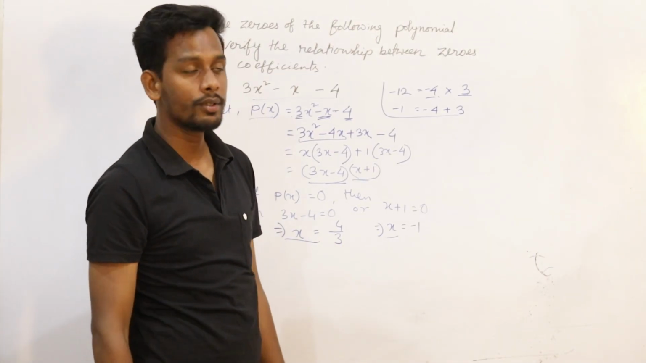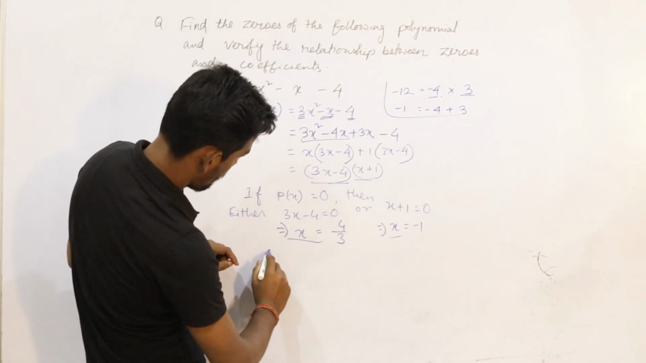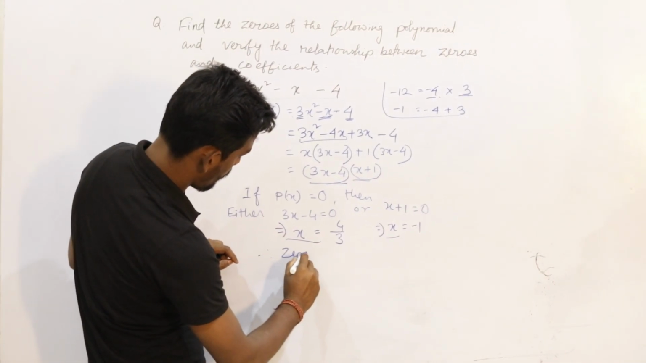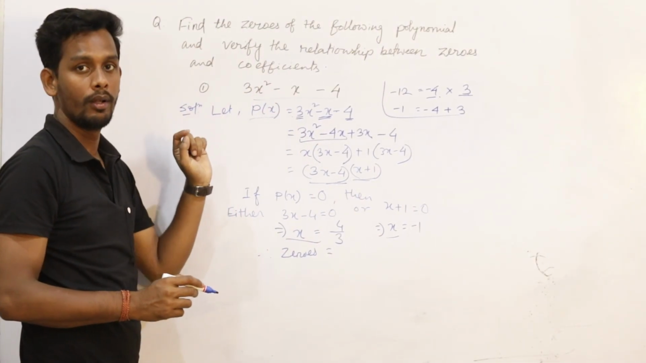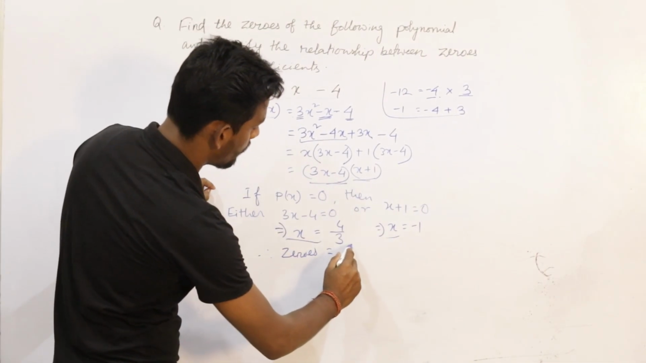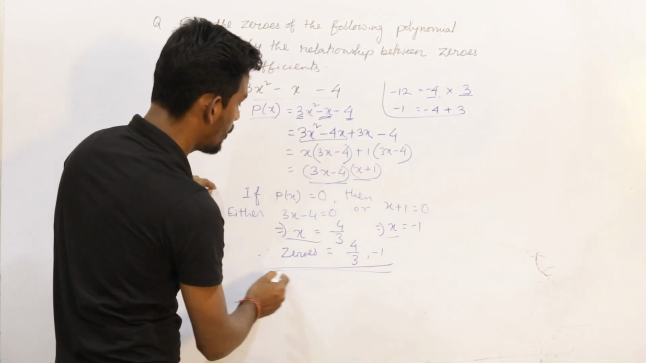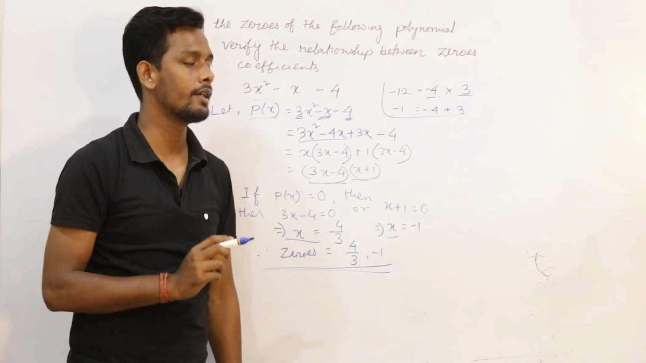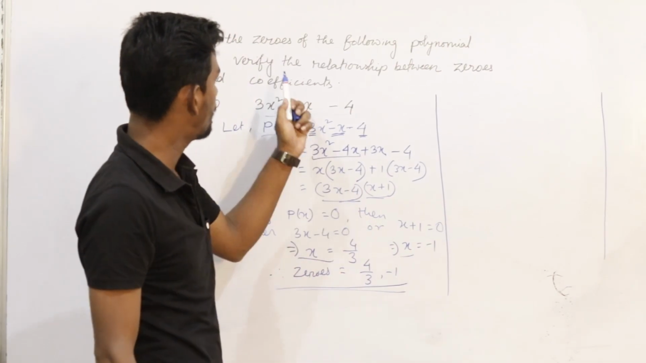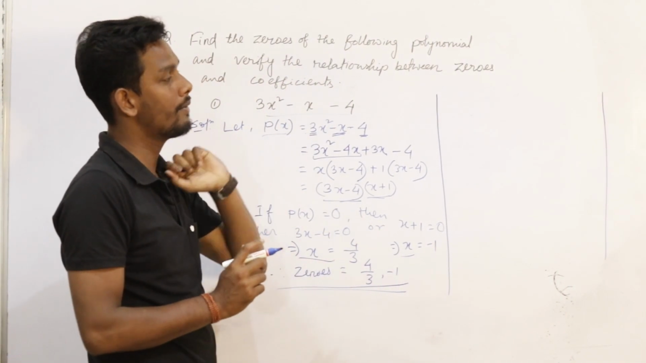And what were the zeros? Zeros means the value of the variable present in the polynomial. So what is the value of the variable? 4 by 3 and minus 1. These are the two zeros of the given polynomial. Now we have to verify the relation. So this is the solution. First, the zeros are 4 by 3 and minus 1. Now we have to verify the relation.